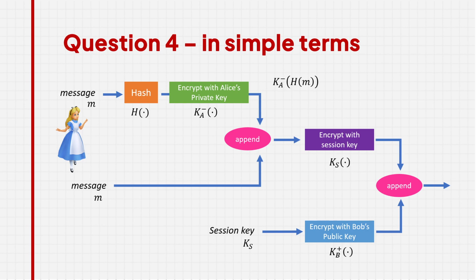Since we are using the same medium to share, then likely you will have to encrypt the session key also. That's why the session key is here, encrypted by Bob's public key, and you append it. Then the entire chunk of message is what you send to Bob.